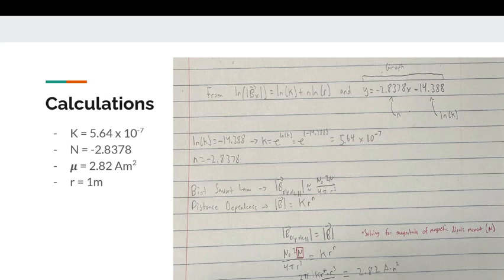Since we assumed the bar magnet in this experiment to be a dipole, we were able to utilize the Biot-Savart law and the equation for a B field of a dipole that is parallel. We were also able to use the distance dependence formula given to us from the lab. By setting both formulas equal to each other, we were able to solve for the magnetic dipole moment, mu. And over here you can see I set two equations equal to each other. I solved for mu, which I found to be 2.82 amperes meter squared.